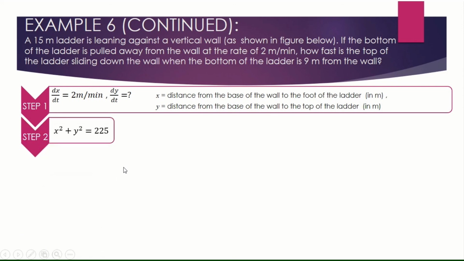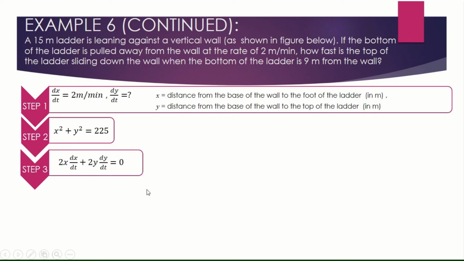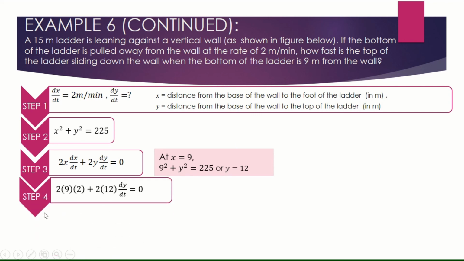This is the formula that we have written in the previous slide. If we differentiate implicitly with respect to time, we get 2x dx over dt plus 2y dy over dt is equal to 0. We replace at x is equal to 9. When x is equal to 9, we get y is equal to 12. In step 4, we substitute y, x, and dx over dt. So we get this, and lastly dy over dt is equal to negative 36 over 24, or negative 1.5.